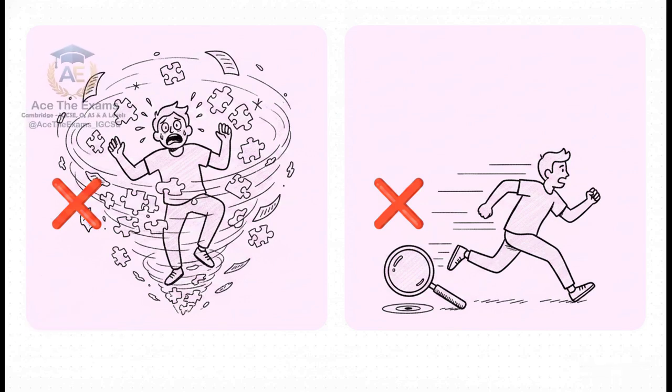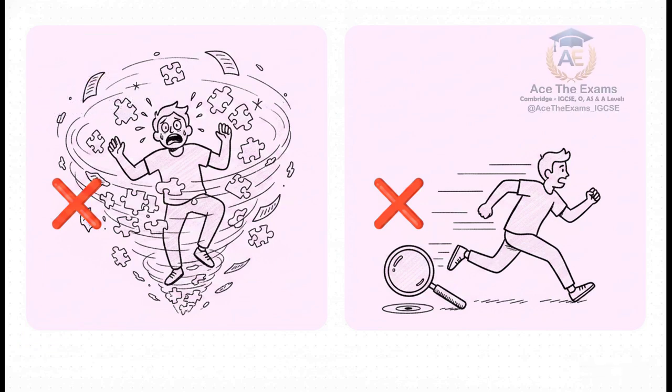Both of these rookies leave massive points on the table. Why? Because they completely fail to apply their knowledge to the unfamiliar context presented in the past paper. They aren't using algorithmic thinking.